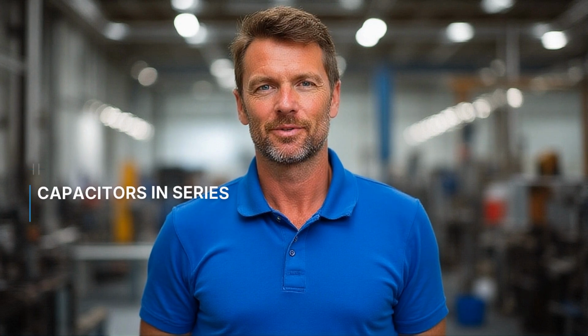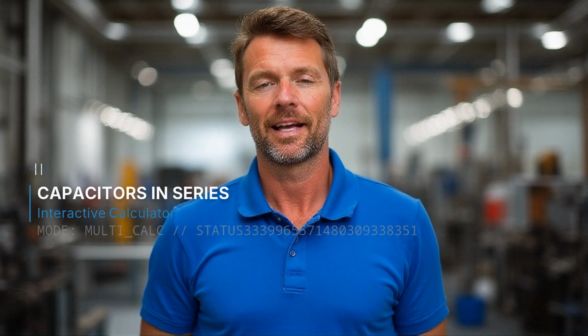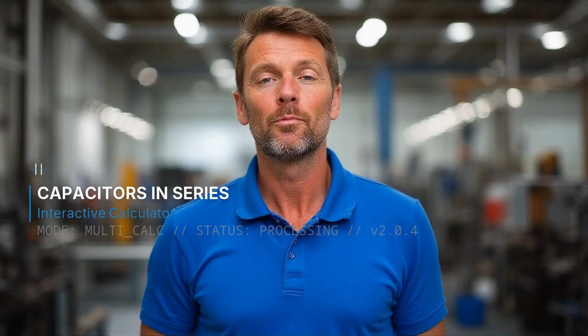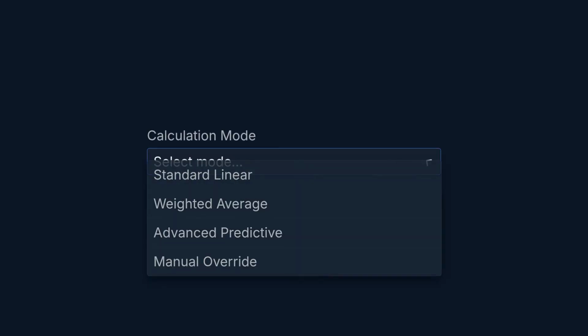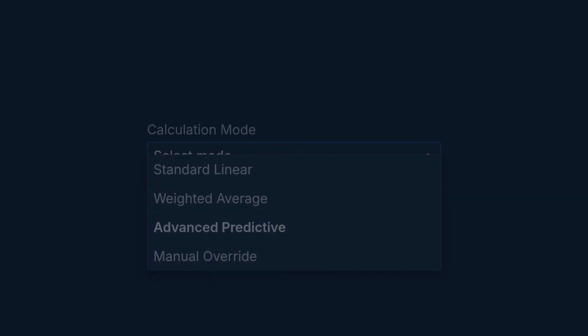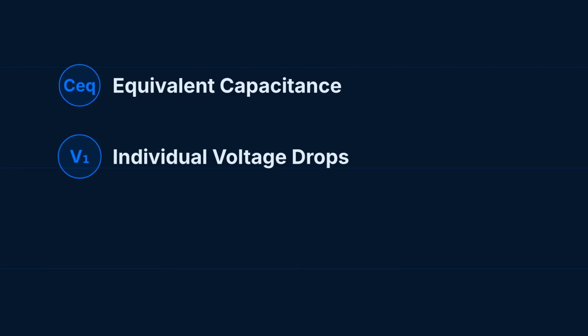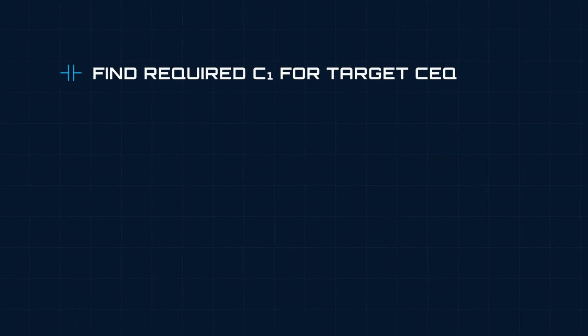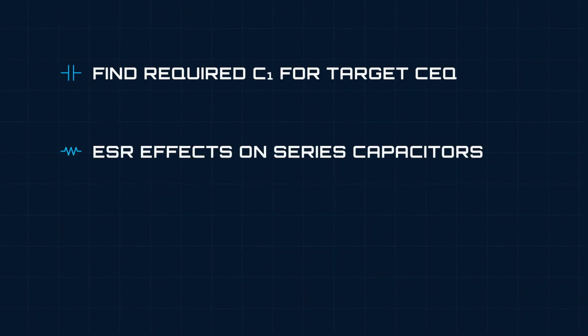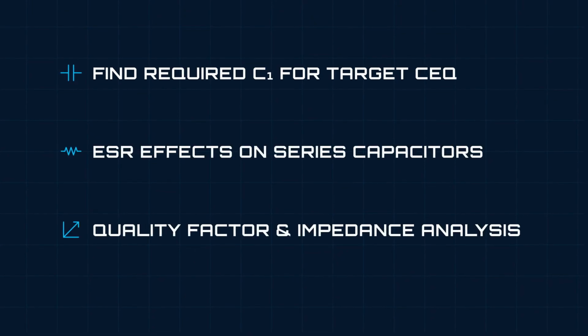The Capacitors in Series interactive calculator helps you analyze series capacitor circuits with multiple calculation modes. Let's explore the inputs. First, select your calculation mode from the dropdown. You can choose Calculate Equivalent Capacitance, calculate individual voltage drops, calculate stored energy, find required C1 for target CEQ, ESR effects on series capacitors, or quality factor and impedance analysis.